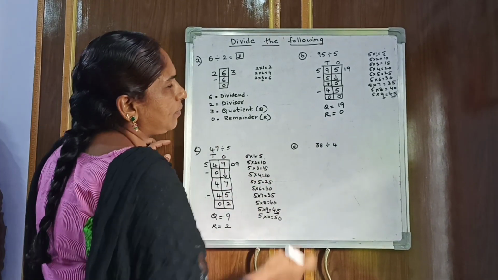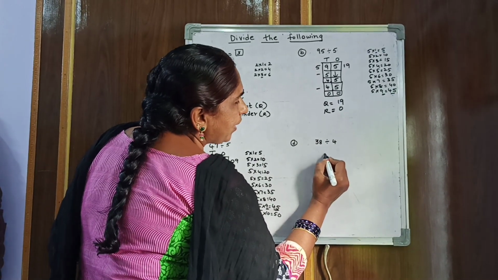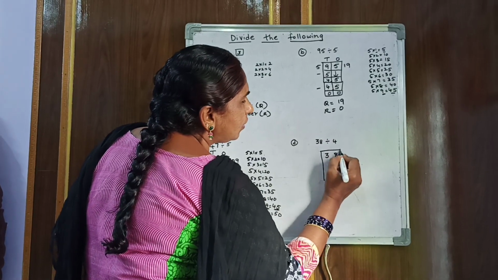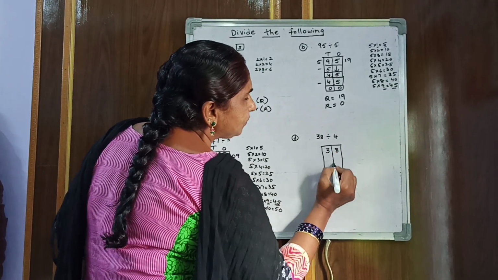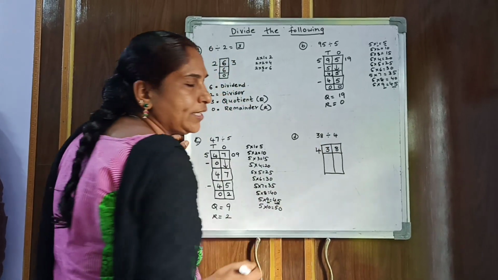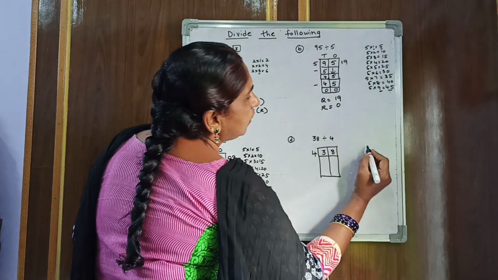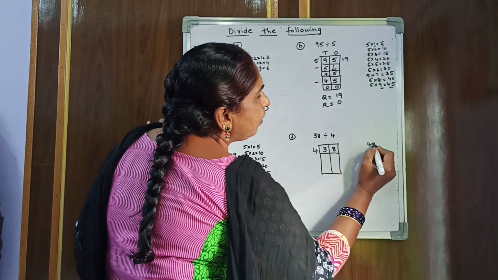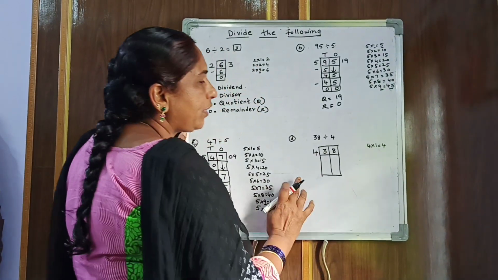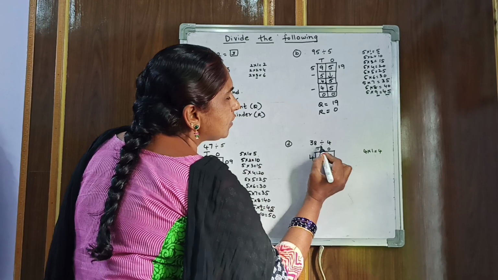Coming to another sum. See, 38 divided by 4. So write 3 in one box, 8 in one box. Then draw the lines. So 38 is dividend, 4 is divisor. Now which table do you have to write? 4 table. You can read the table also. 4 ones are 4. So now here again write place values, ones, tens.